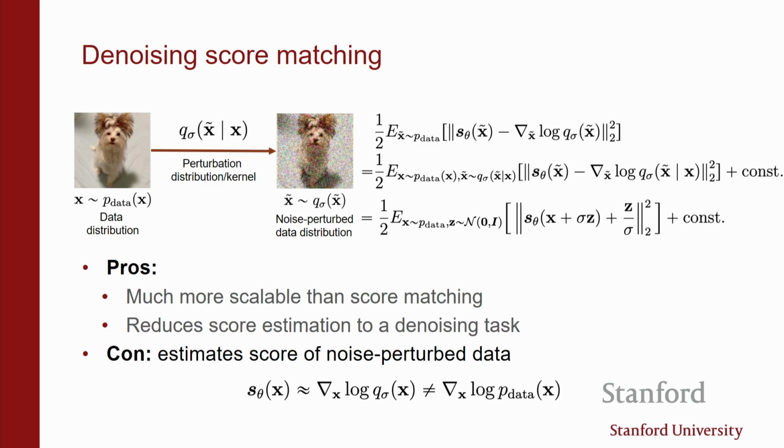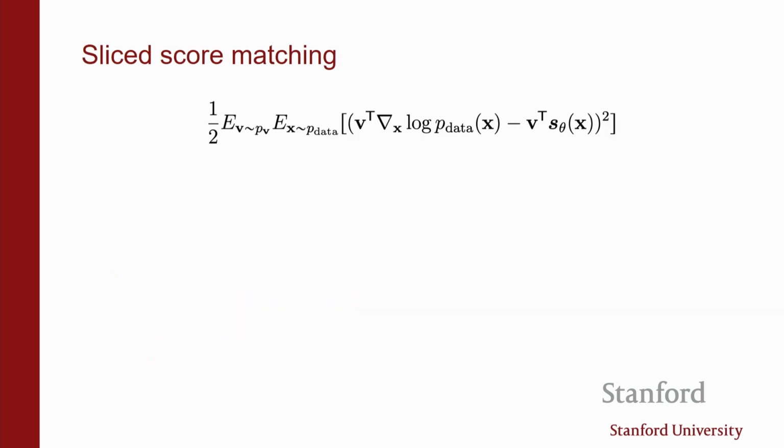The negative side of this approach is that we're no longer estimating the score of the clean data distribution. We are now estimating the score of this noise perturbed data density. And so we're kind of shifting the goalpost here, because we're no longer estimating the score of the true data density. Even if we're doing very well at solving this problem, even if we can drive the loss to 0, we don't overfit, everything works well, we're no longer estimating what we started out with, but we're estimating this noise perturbed data density score.